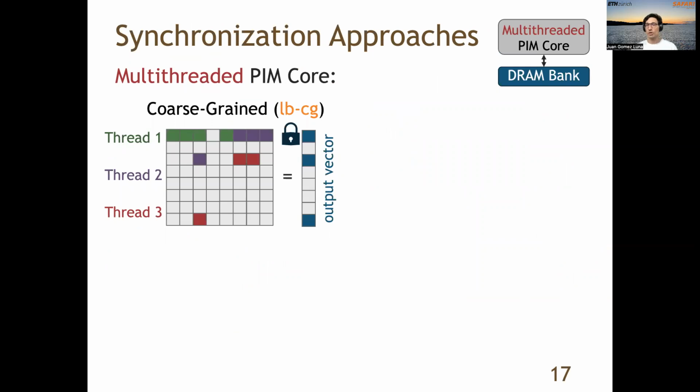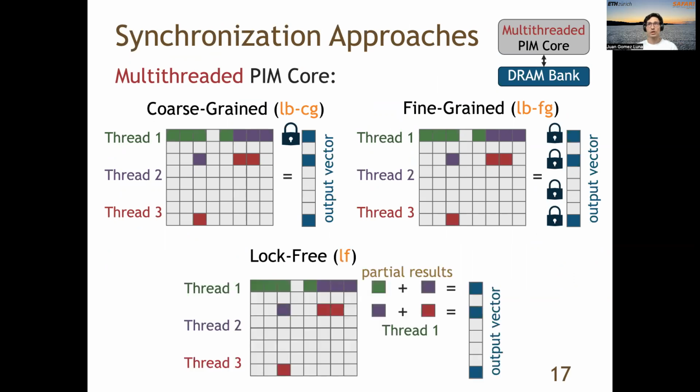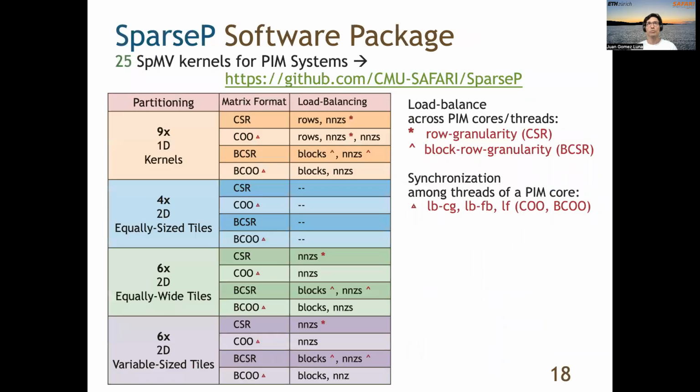The coarse grain approach, where we are using a single mutex for the entire output vector, or the fine grain locking approach, where we have multiple mutexes to access the output vector, and finally the lock-free approach, in which we avoid the use of mutex by having individual threads, for example, thread 1 in this example, merging partial results and writing to the output vector.